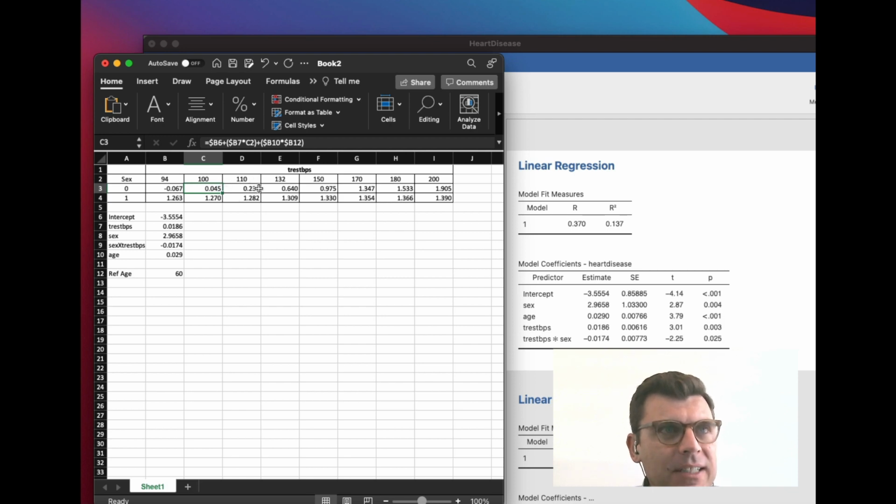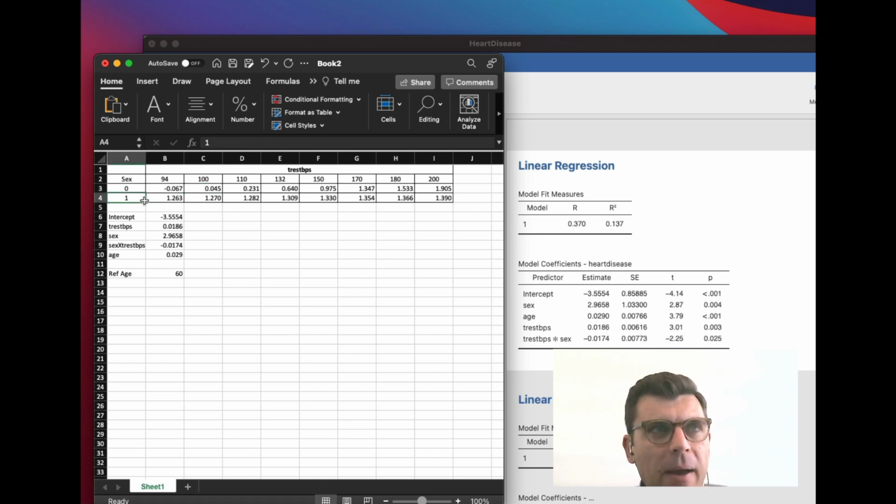For someone with 110, it's 0.23, still pretty close to 0. We're still sort of living in that realm where there's not really much heart disease emerging. 132, again, still not much happening there. But then we get up to 150, and now we have sort of low-level heart disease. And then it goes up pretty rapidly from there. It goes from 1 to 1.3 to 1.5 to 1.9, and if we got higher, it would presumably get much higher.